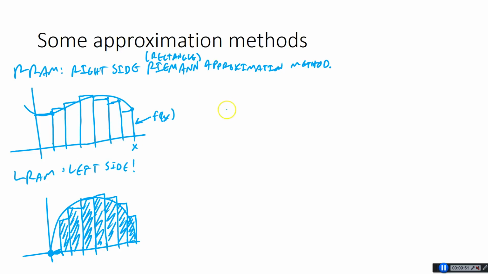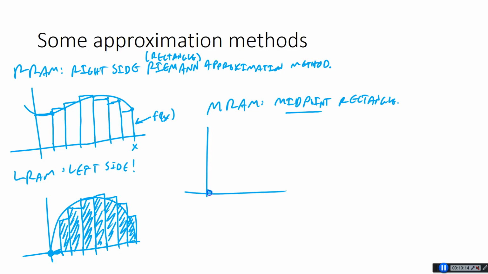The last one we have is called MRAM. MRAM is the midpoint rectangle approximation method. Because as you can see, right side sometimes is too high, sometimes it's too low, left side, same deal. But if you use the midpoint, there's a chance that the midpoint will be a better approximation.